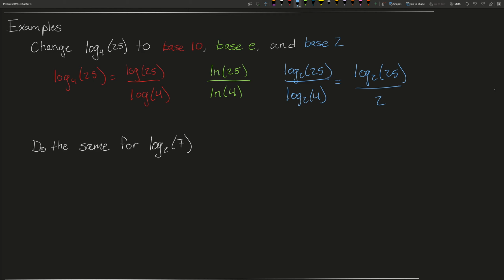As another example, we can do the same thing for log base 2 of 7. So in order to change that to base 10, we take the ratio of log of 7 over log of 2. In order to change this to log base e, we take the natural log of 7 over the natural log of 2. And it's actually already in log base 2, so our job here is done.